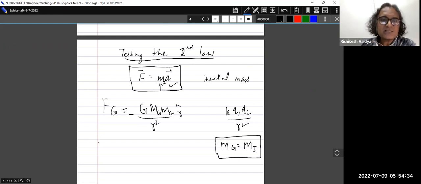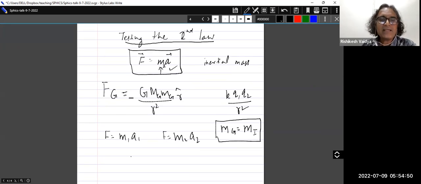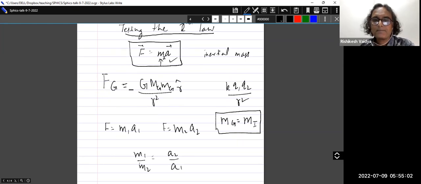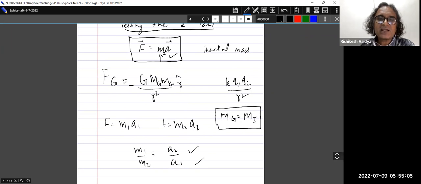Suppose I have two bodies and I can give the same force to both the bodies. Then I can measure my accelerations, take the ratios, and obtain the ratio of masses for the two bodies. So if I can manage to give the same force to two bodies, the challenge is, how do you do that without being able to measure the force?